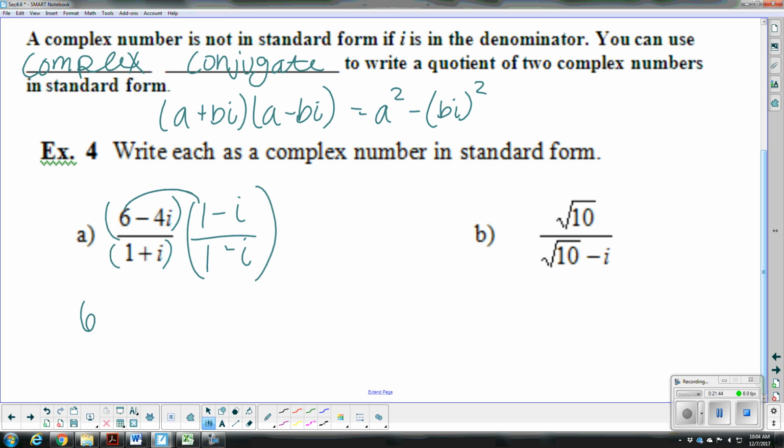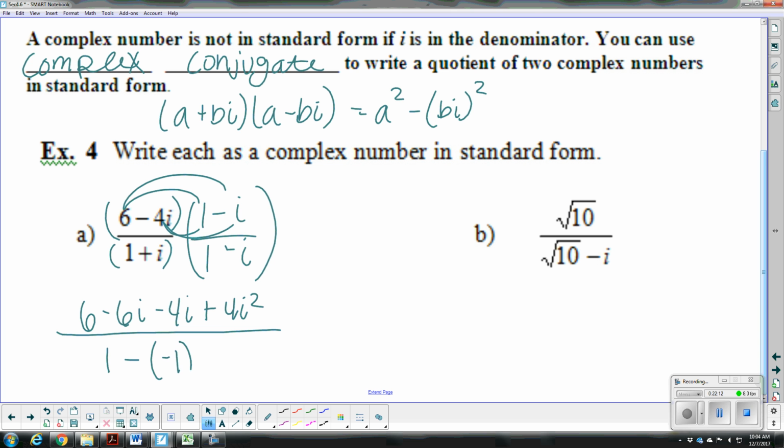So we got 6 minus 6i minus 4i plus 4i squared, and that is over our a squared minus bi squared. So a squared is 1, minus i squared is negative 1.